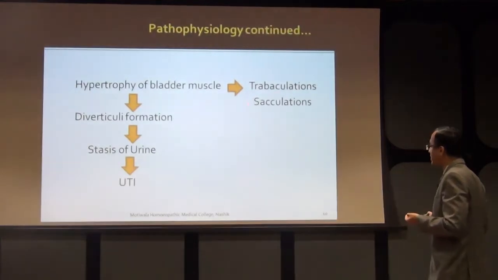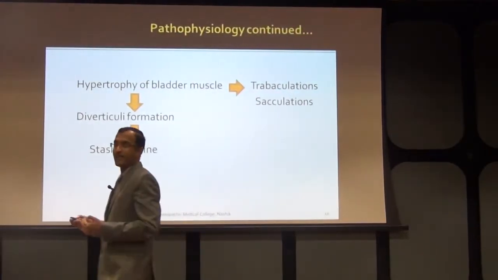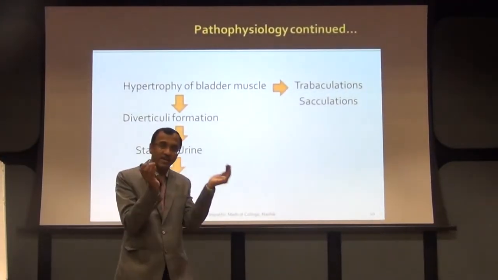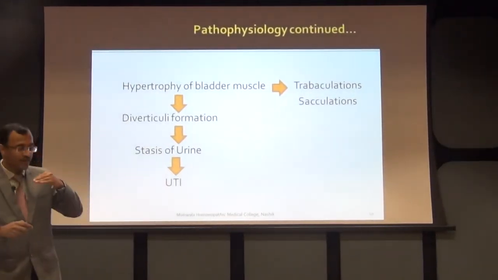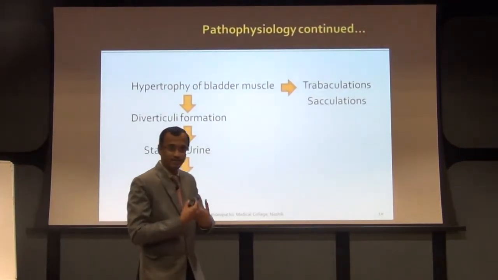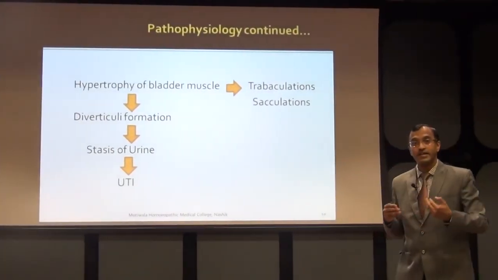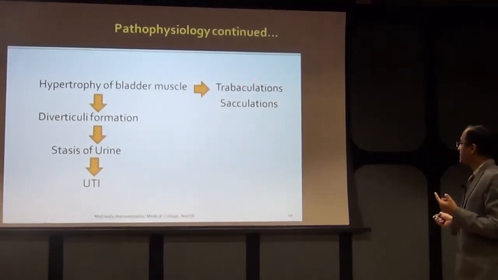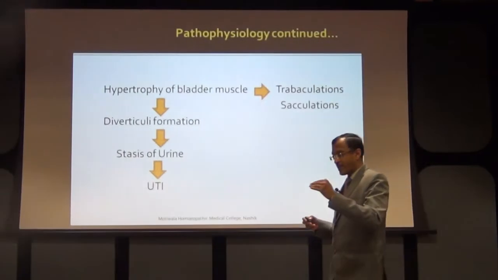Once these sacculations have developed, if I have to correlate with a miasm, yes, we are talking about hyperplasia, stagnation and saccule formation. It is all talking about the psychotic phenomena. So understanding this pathophysiology should help to integrate the miasm and the homeopathic approach, and to understand the further clinical symptoms which have developed. So the hypertrophy of the bladder muscles gives rise to trabeculations and sacculations. These are the first level and second level.